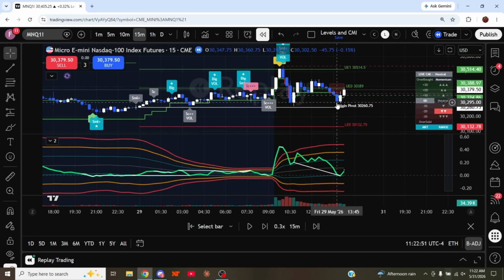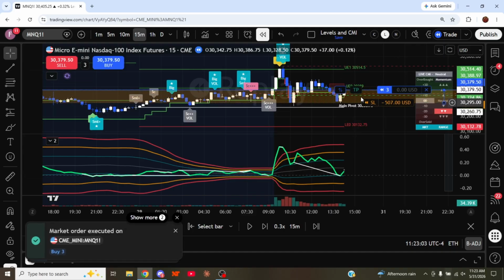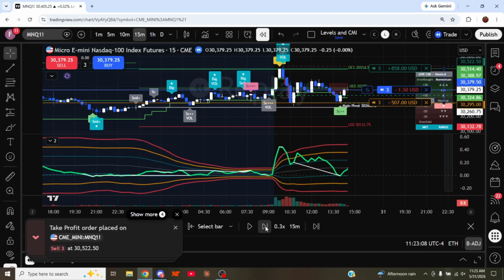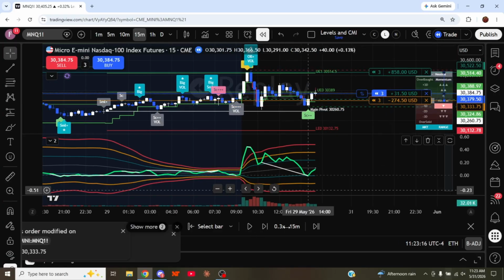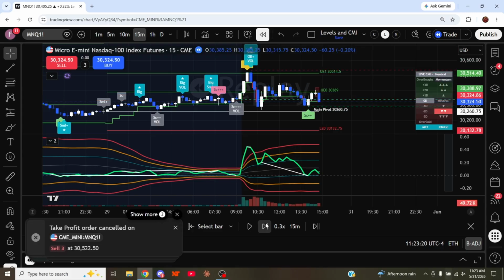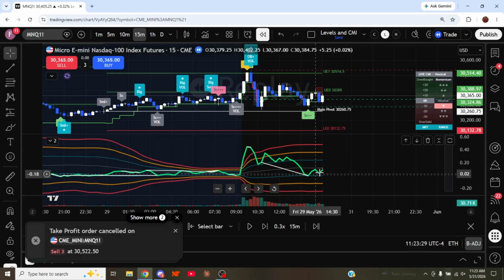Price is moving up, CMI is moving down. Price is listening to price, not the CMI. So we can buy, stop loss here. And there's the stop tag. So we just trail on the 15. Yep. We're still moving up. We just made a higher low.